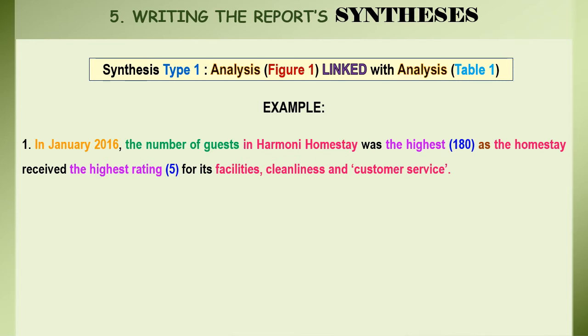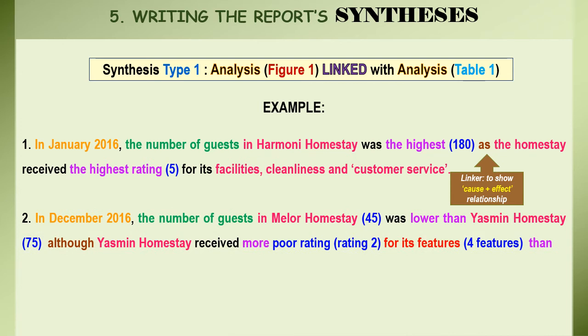Then, the next part of the synthesis, the homestay received the highest rating, 5, for its facilities, cleanliness, and customer service. This is an analysis that is formed based on table 1. We use the linker as to show cause and effect relationship. Now let's look at the second example.